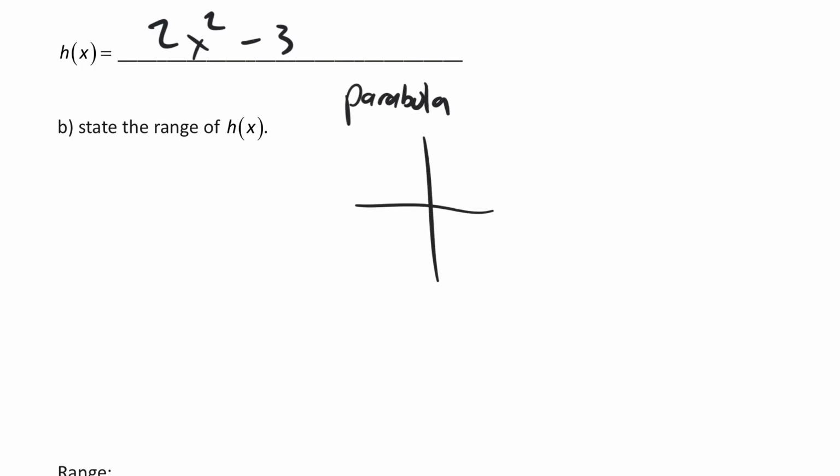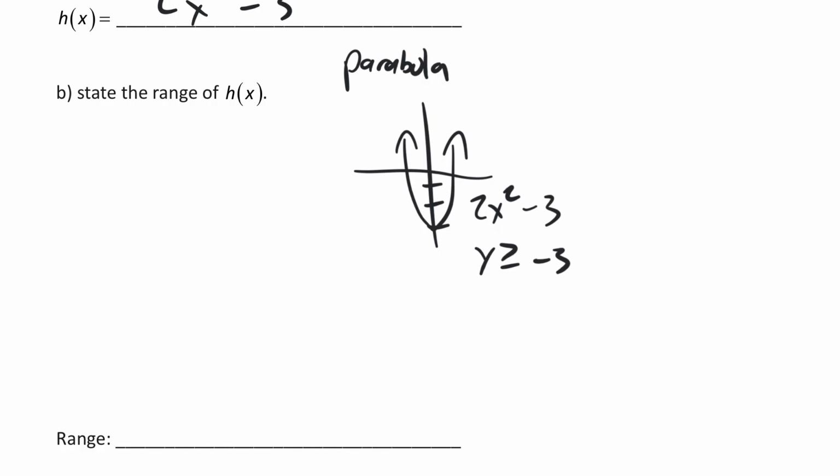Could I give it a rough sketch? I probably could. It looks like it's going to be moved down 3. It's opening up, so something like that. That's going to be the graph of 2x squared minus 3. So the range looks like y is greater than or equal to negative 3. Again, I'm a big fan of that interval notation. So this would be written as square bracket minus 3 because we include it, comma, infinity with a round bracket.